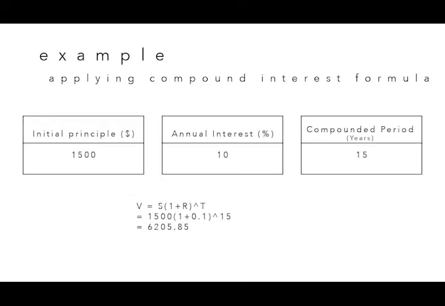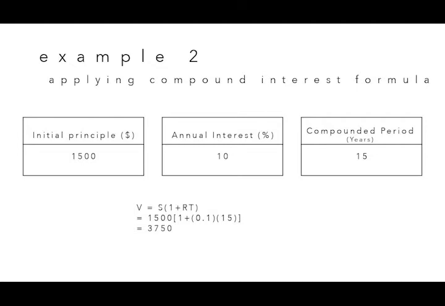Here's an example of applying the compound interest formula. The principal amount is $1,500 with an annual interest rate of 10% compounded yearly for 15 years. Applying the formula, the final amount comes to $6,205.85. Now, applying the simple interest formula with the same variables as the previous example, the final amount comes to $3,750.